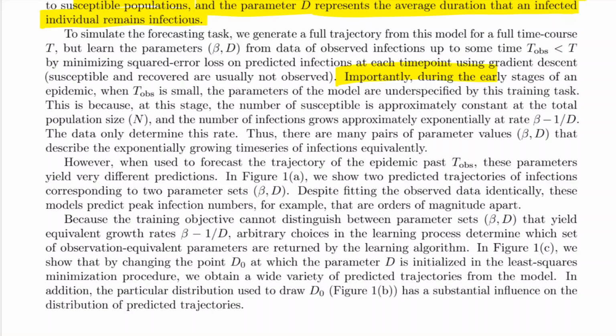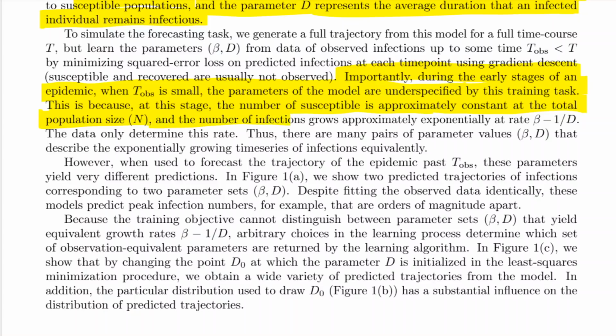So they say, importantly, during the early stages of an epidemic, when the observations are small, the parameters of the model are underspecified by this training task. This is because at this stage, the number of susceptible is approximately constant at the total population size. So that means if you have a low number of infected people, the amount of people that could get infected is still pretty much everyone. There is no type of herd immunity yet.